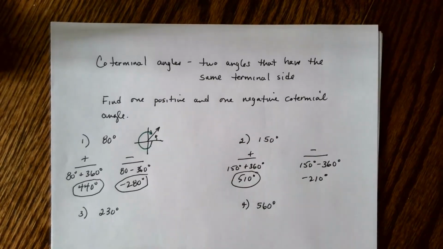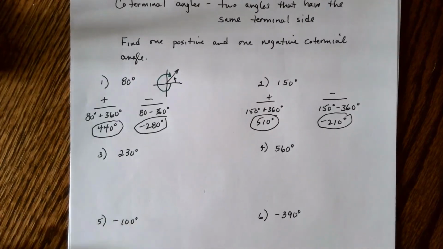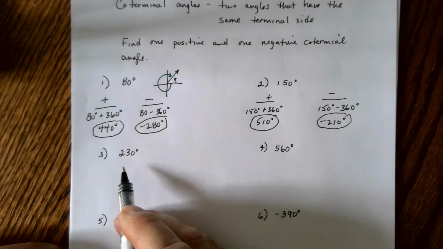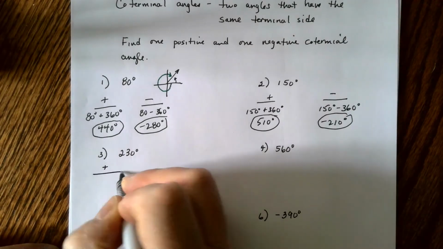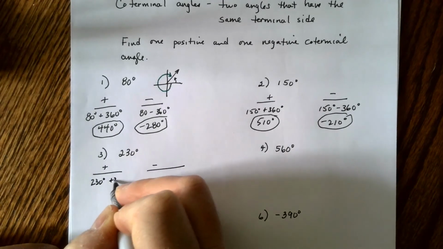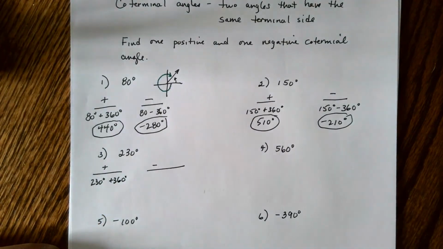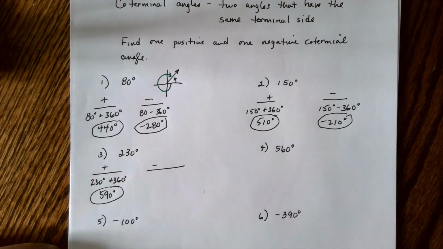Now, it doesn't always work out perfectly like this. There's times when you have to do a little bit of manipulation, as in all mathematics. 230 degrees, again, it is greater than 0, so it is a positive angle, and it's also less than 360. So in order for me to find a positive coterminal angle, I'm going to take 230 and add 360 to it. So 230 plus 360 is 590 degrees. So there's my positive coterminal angle.